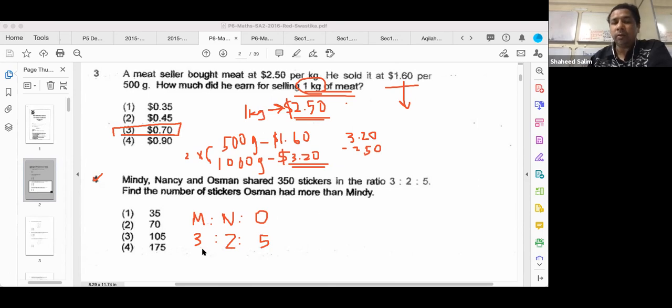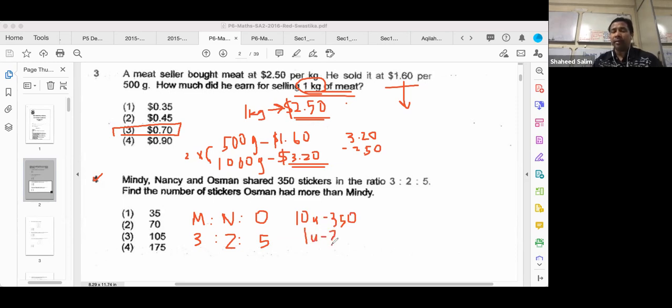You see, Mindy got 3 units. Nancy got 2 units. Osman got 5 units. And all of them got 350 units. You must read it carefully first. So how many units are there altogether? Mindy got 3, Nancy got 2, Osman got 5. Altogether how many units? 10 units. Okay. So you got 10 units down here. This 10 units is 350 stickers. You can find what is 1 unit. Find out 1 unit, how much?